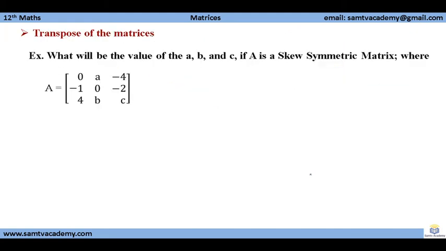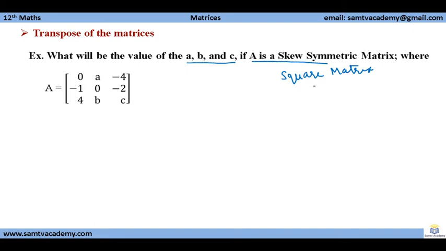Next, like what we have solved for the symmetric matrix, we will solve for a skew symmetric matrix. We need to find the elements A, B, C. As we know the property, what is the property of a skew symmetric matrix? It should be a square matrix.